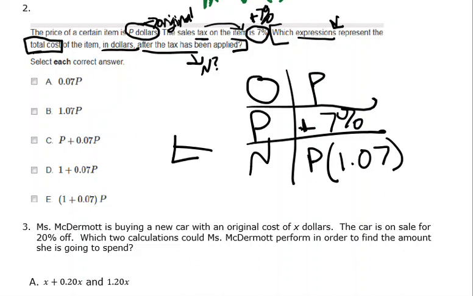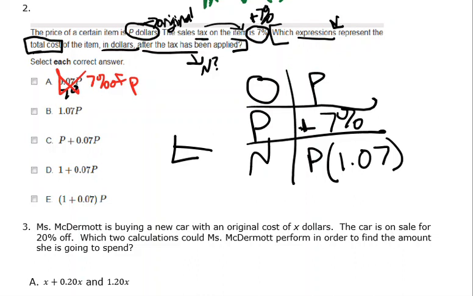So looking at A, it says here 0.07 times P. And what this represents is basically multiplying P by 7%, and that would give you 7% of P. That's not what we're looking for. We're looking for an increase. I can cross this one out.